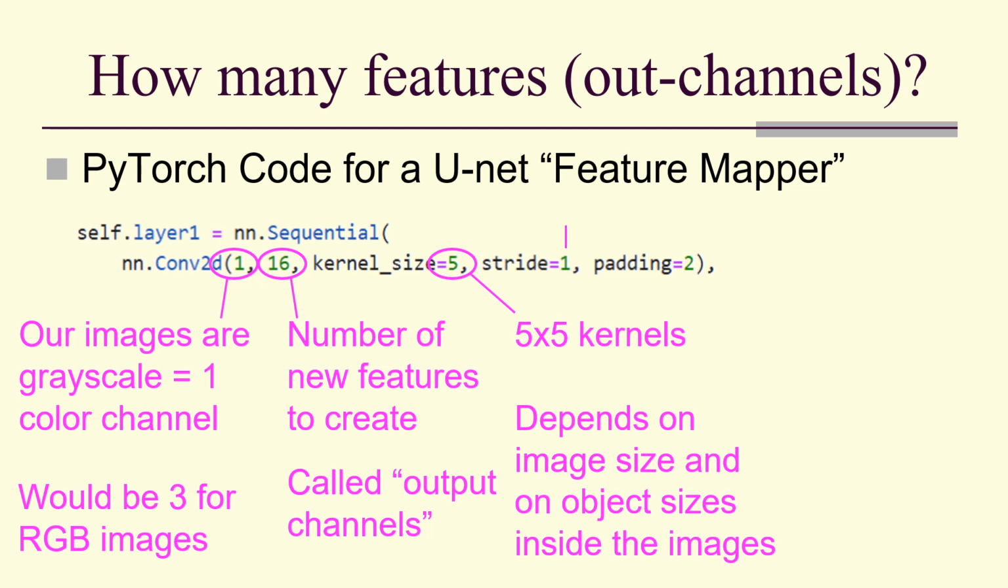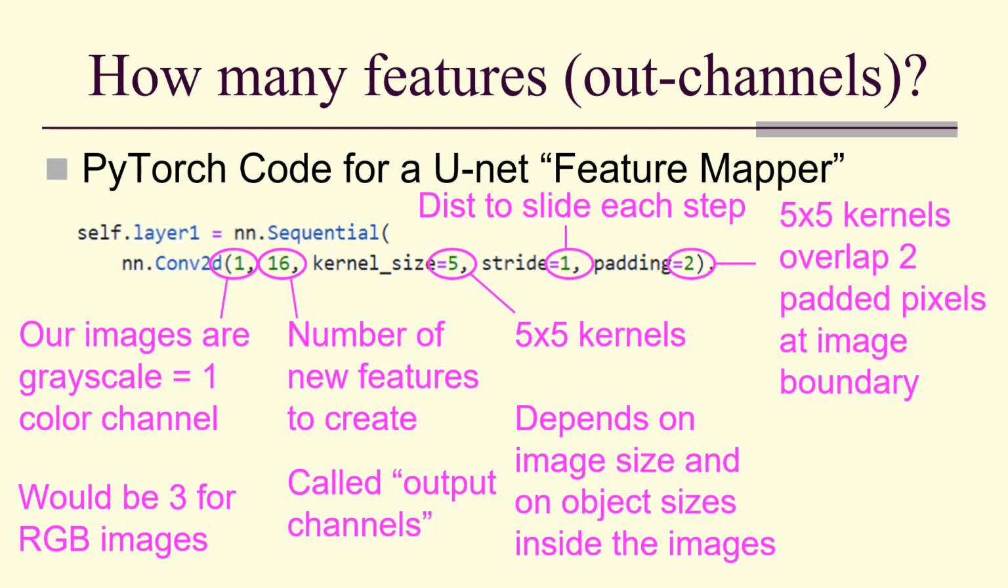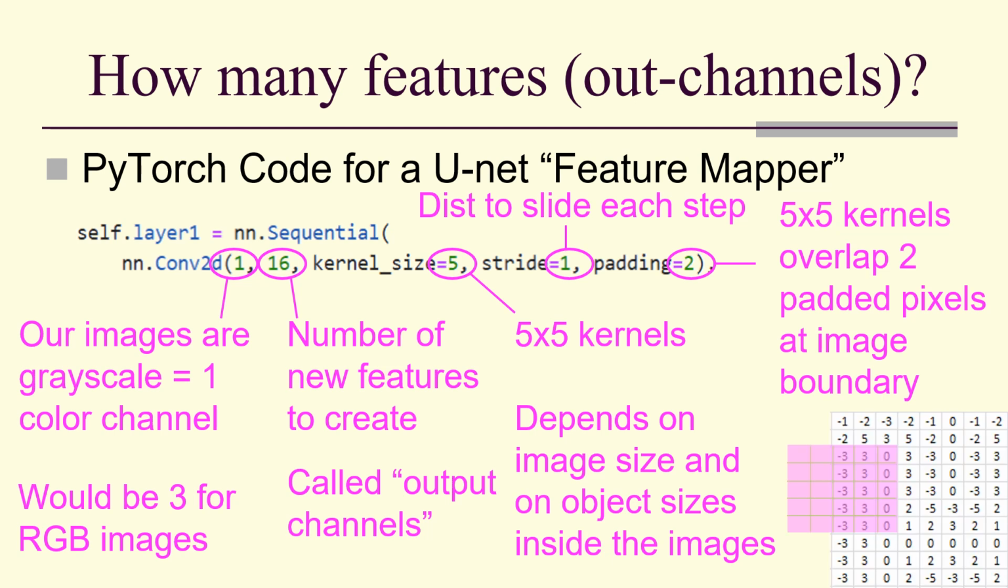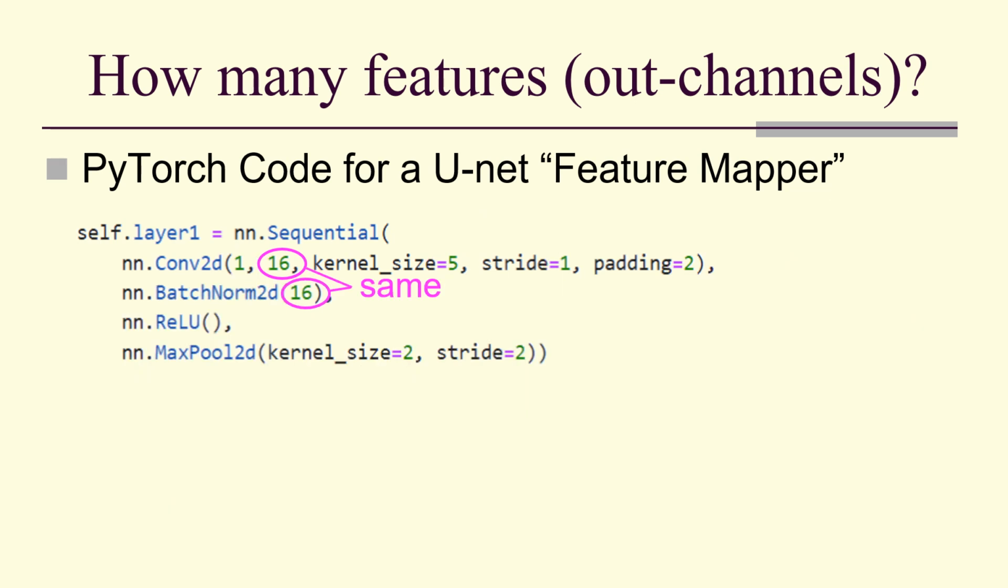5 by 5 kernels. Well, it depends on the image size and the object sizes within the images. So this is really something you have to experiment to figure out what's best. And the stride is the distance to slide each step. And 5 by 5 kernels overlap 2 padded pixels at the image boundary, as you can see here. So we do a padding of 2. So notice that the 16 and the 16 are the same here. That's the out from the first to the input to the batch norm. They have to be the same.